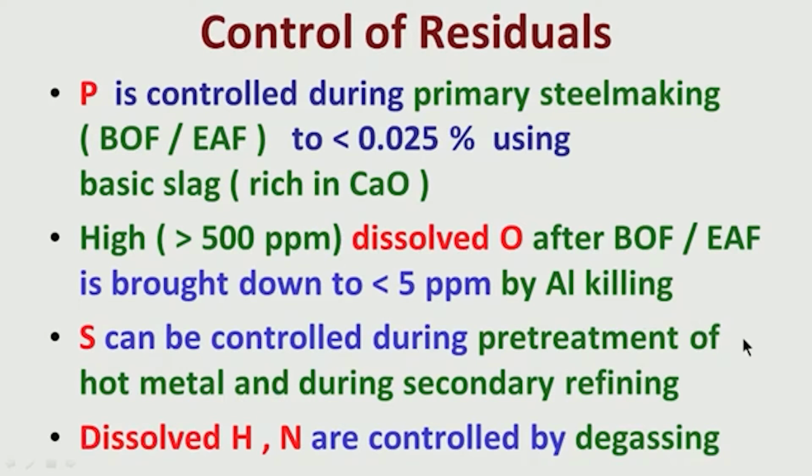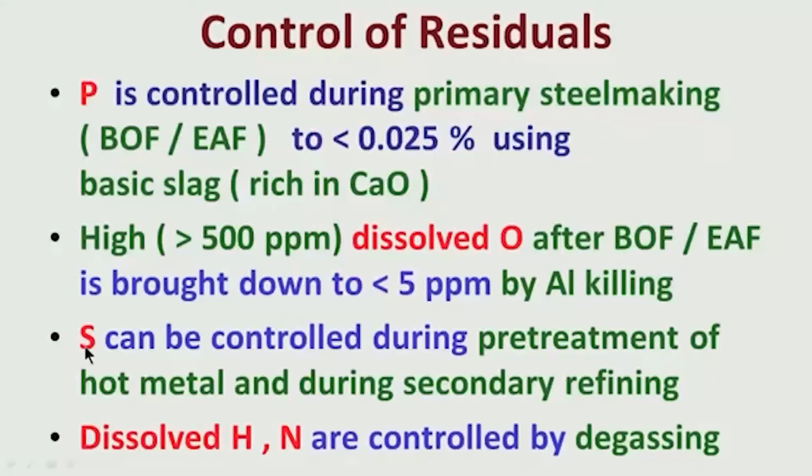metal. Or after we have made the steel in BOF or EAF, there is a stage called secondary refining, where we are taking care of a lot of refining stages in the ladle, which is called ladle metallurgy. So at that stage also we can bring down sulfur. So that means sulfur can be controlled either during pre-treatment of hot metal or during secondary refining.